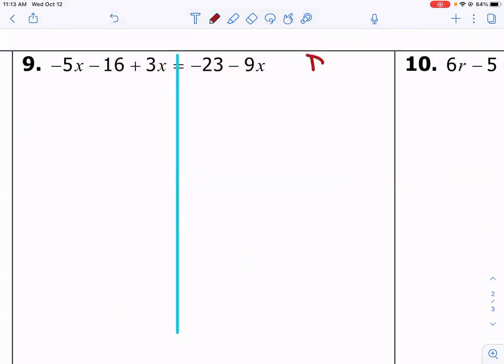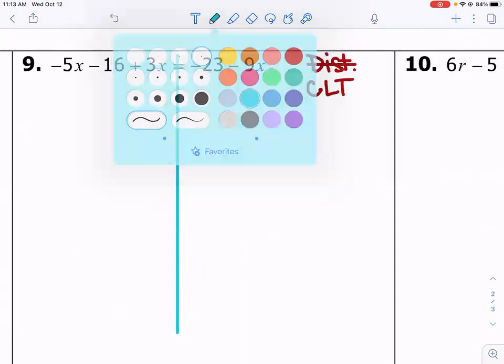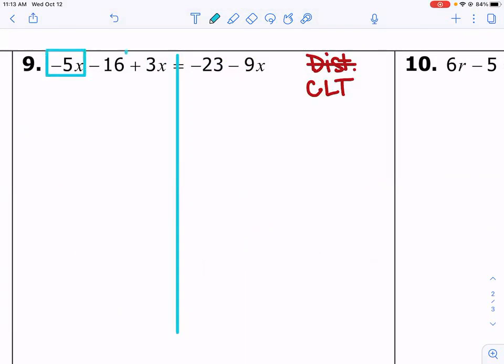Okay, so our first step is always to distribute. Do I have anything to distribute? No. So then we're gonna move on to combine like terms. Ooh, on our left side, we have -5x and plus 3x. Hold on. So I went ahead and I boxed my 2 variable terms and I circled my constant term. That way I could tell the difference. Okay.